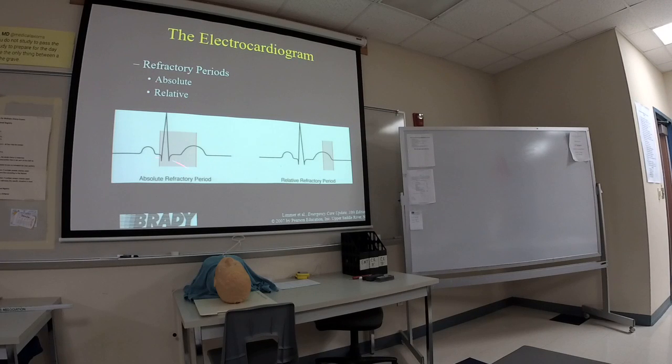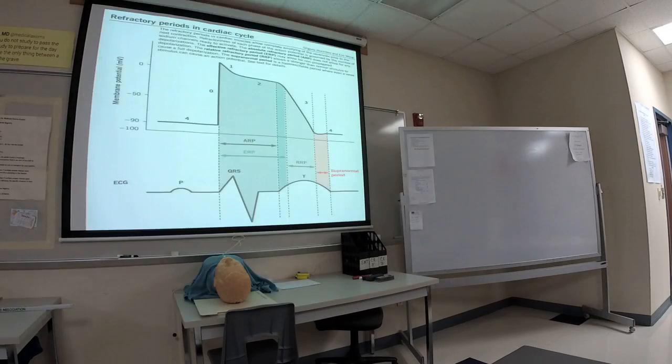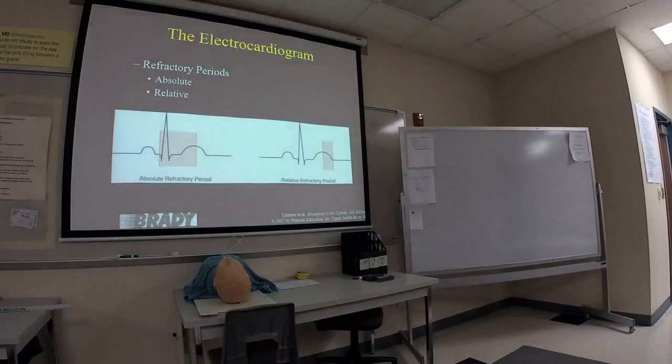Here's just another graph where it shows absolute refractory period here and relative refractory period here. It only shows the two. And that's really the only two that we look at. That supranormal period is here. And now where this is going to come into play is when we talk about synchronized cardioversion. Probably about 7 weeks-ish. Okay?